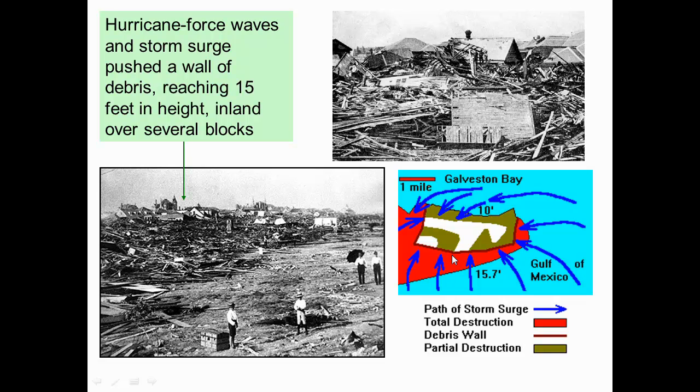And if you look at the lower right-hand figure, notice that Galveston was hit on all sides by the storm surge. On the Gulf side, that storm surge reached as high as 15.7 feet. On the Galveston Bay side, it reached as high as 10 feet. And the net result is that the piling up of all that debris created this large wall of debris that surrounded the interior of the city and largely protected it from the strong storm surge indicated in this figure.